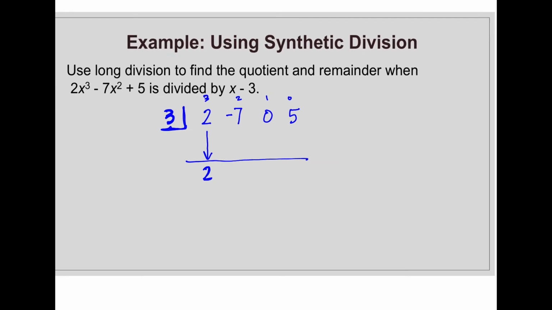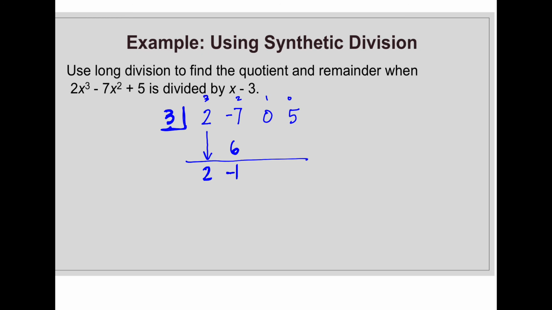And then we multiply 2 by the number there, 3. Again, this is a process that you just have to memorize. Oops, sorry. I didn't memorize it very well because I did the wrong thing. I'm going to multiply by 3, so multiply by my divisor, that gives me 6. And 6 plus negative 7 is negative 1.